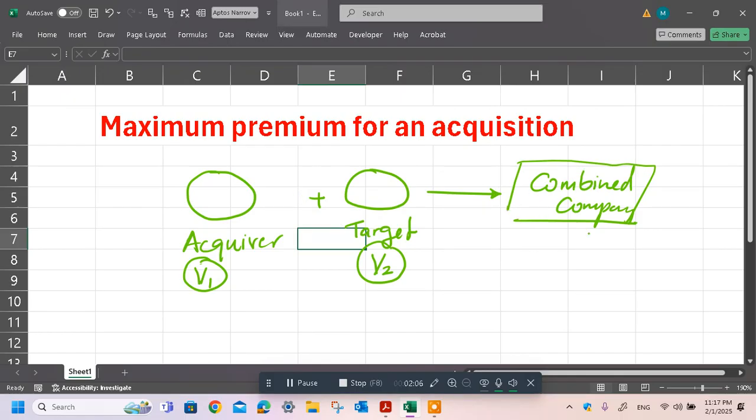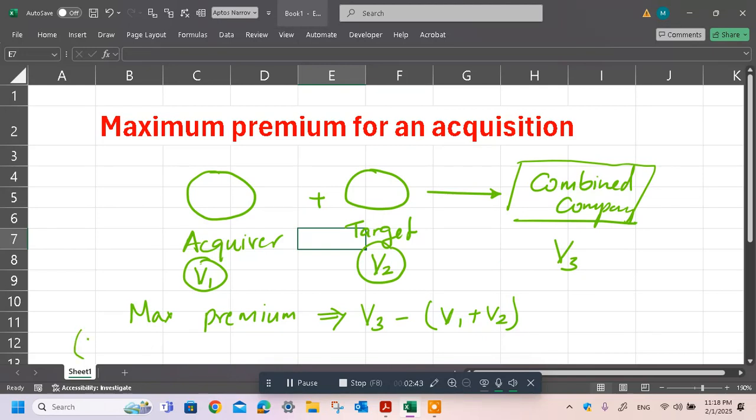Then the combined company, find the equity value of this. So there are two types of questions they can ask. One is maximum premium. They might say, for this acquisition, what is the maximum premium you can pay? In that case, you answer V3 minus V1 and V2. That means at the individual values, V1, V2, subtract that from V3. That is what you call the maximum premium.